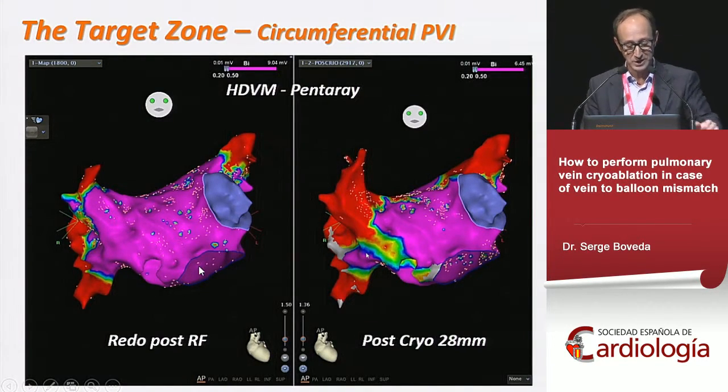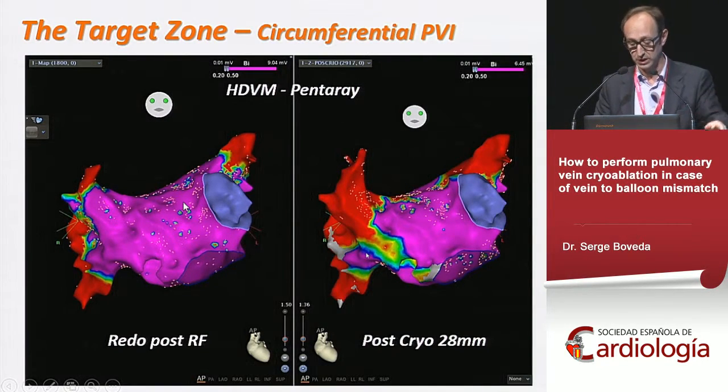It was a very interesting case of a redo patient that was treated about 1 year before by radiofrequency and had a recurrence. We did a high-density voltage map with the PentaRay, which was very interesting because we could see, in fact, the inputs and where we had the recurrence for each vein, and we observed that the only vein that was still disconnected was the right inferior. The other 3 veins were, in fact, reconducting.